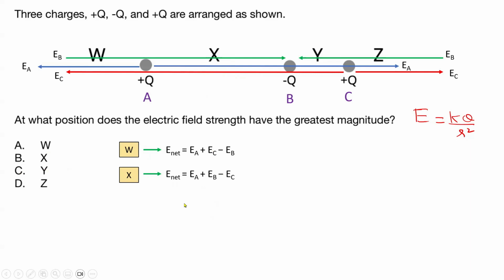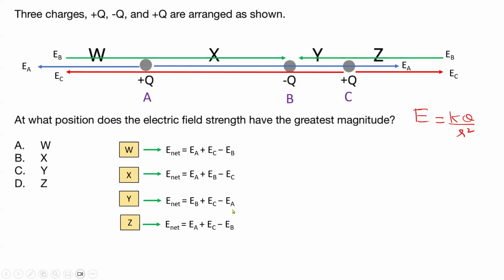Option C is point Y. Similarly, at point Y, you can see the green arrow EB is going left, the blue arrow EA is going right, and this red arrow is also going left. So EB is left, EC is left, and EA is right. So we'll get EB plus EC minus EA. Lastly, for option D, which is point Z, you can see EB is leftwards, EA is right, and EC is also right. So we'll get EA plus EC minus EB for point Z.